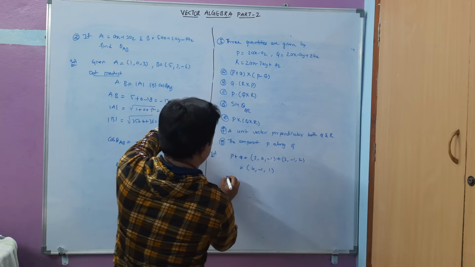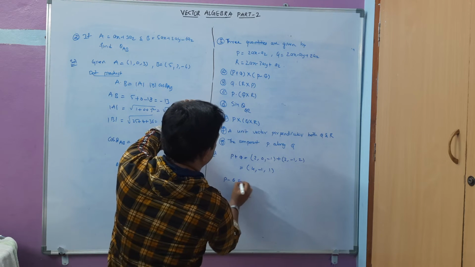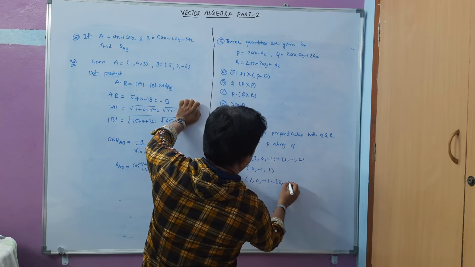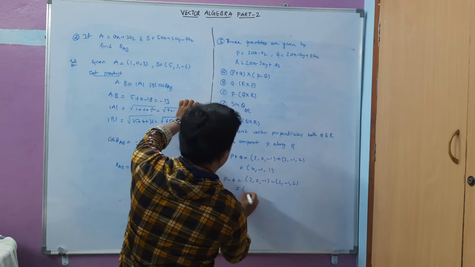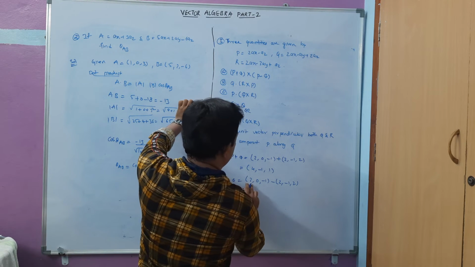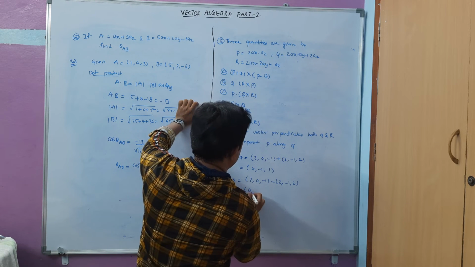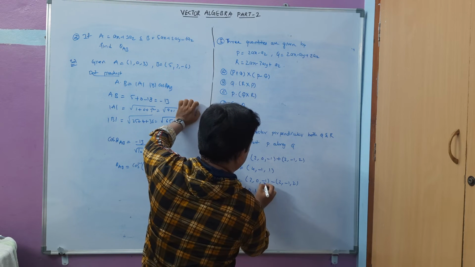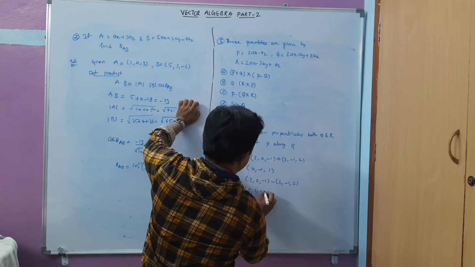Next P minus Q: 2, 0, minus 1, minus of 2, minus 1, 2. That is what I get here: 2 minus 2 is 0, 0 minus of minus 1 is 1, and minus 1 minus 2 is minus 3.